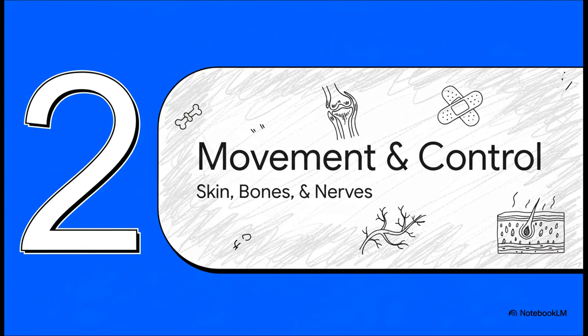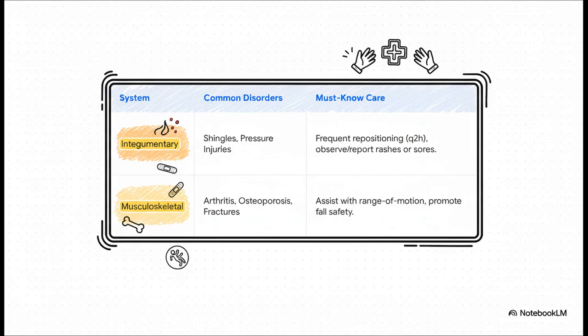All right, now that we have those foundations down, let's move on. We're going to talk about the systems that control movement and communication in the body. And we'll start with the biggest organ of them all, the skin. So look how these two systems connect to their priority care. For the integumentary system, that's just a fancy word for skin, you've got to be thinking about pressure injuries. So what's the key action? Frequent repositioning, at least every 2 hours. Then you have the musculoskeletal system, bones and muscles, where you're worried about things like arthritis and fractures. The big thing there? Promoting safety to prevent falls. See the pattern? It's all about watching closely and keeping people safe.